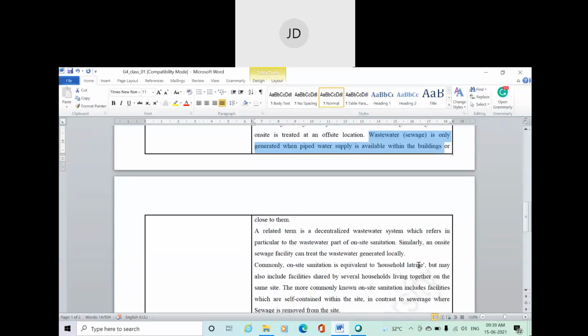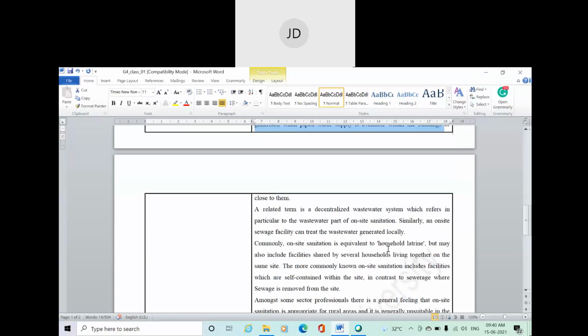But for a particular community, we can also go for a decentralized treatment process, but it is also considered as on-site sanitation because the whole household are going for treating that wastewater and treating the human excreta in common. So this can also be considered in on-site sanitation. Right? Commonly, on-site sanitation is equivalent to household latrine, but may include facilities shared by several households living together on the same site. So I've already told you, right? So this is also considered as on-site sanitation.